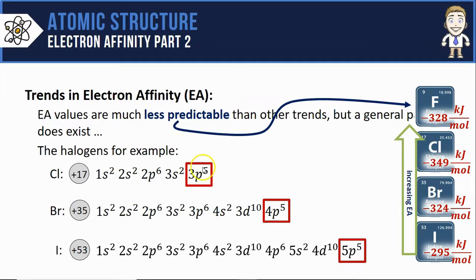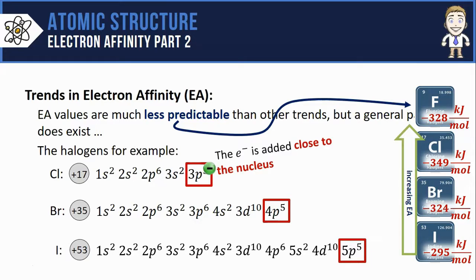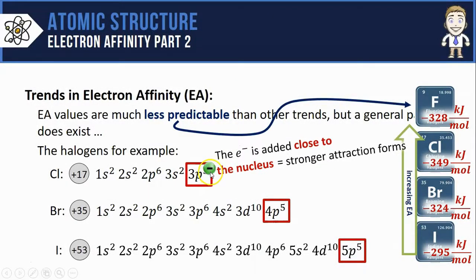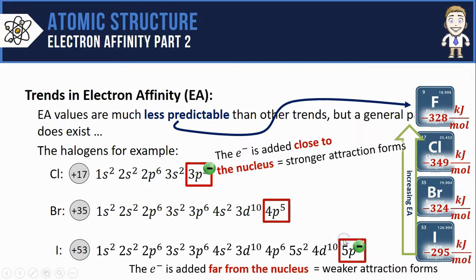In chlorine, for example, if I were to give it an electron, that electron is going to enter the outermost valence shell, in this case the 3p's. The 3p's are closer to the nucleus, so when the electron is added there, a stronger attraction forms between that electron and the nucleus. Compare that to adding an electron to an iodine atom where it has to go into the 5p orbitals. Those 5p orbitals are much farther from the nucleus, so a much weaker attraction forms. The formation of a stronger attraction like we'll have with the chlorine atom results in more energy being released, and therefore chlorine having a greater electron affinity value.